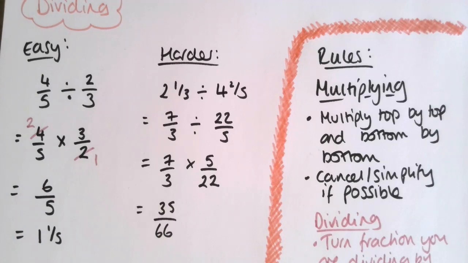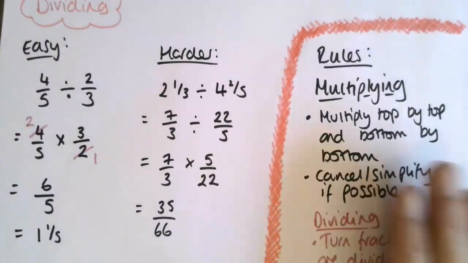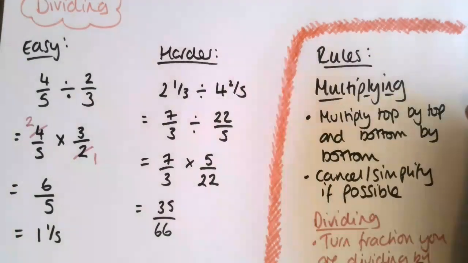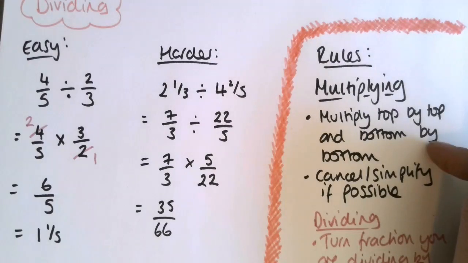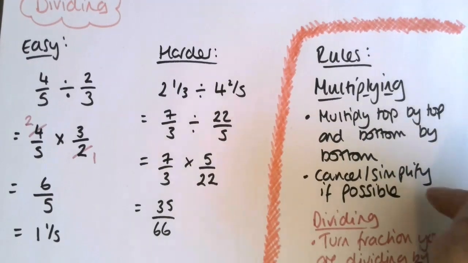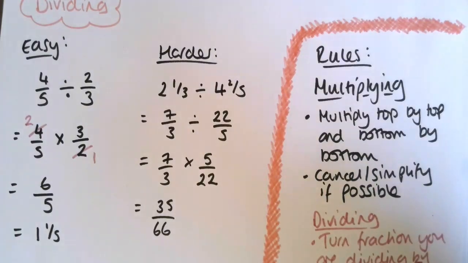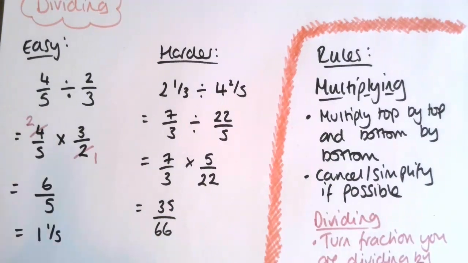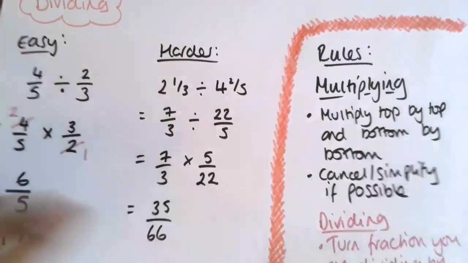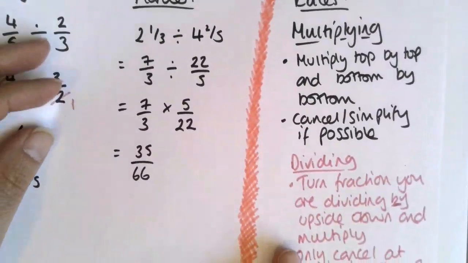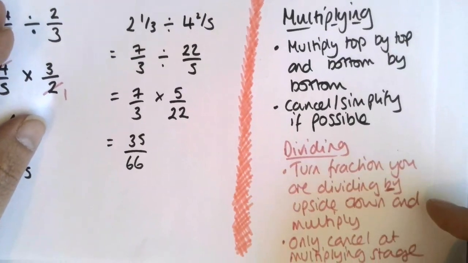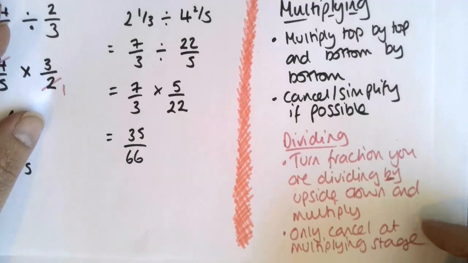Hopefully you got the gist from those examples, but I can do more if needs be. So again, I've summarised the rules here. So for multiplying, multiply the top number by the top number and bottom number by the bottom number. And cancel or simplify if possible, either at the start or at the end. Remember, it has to be one from the top and one from the bottom, and I find it easier to simplify at the start. Okay, then for dividing, our rule is that you turn the fraction you're dividing by upside down and multiply, and remember, you can only cancel once you're at the multiplying stage.